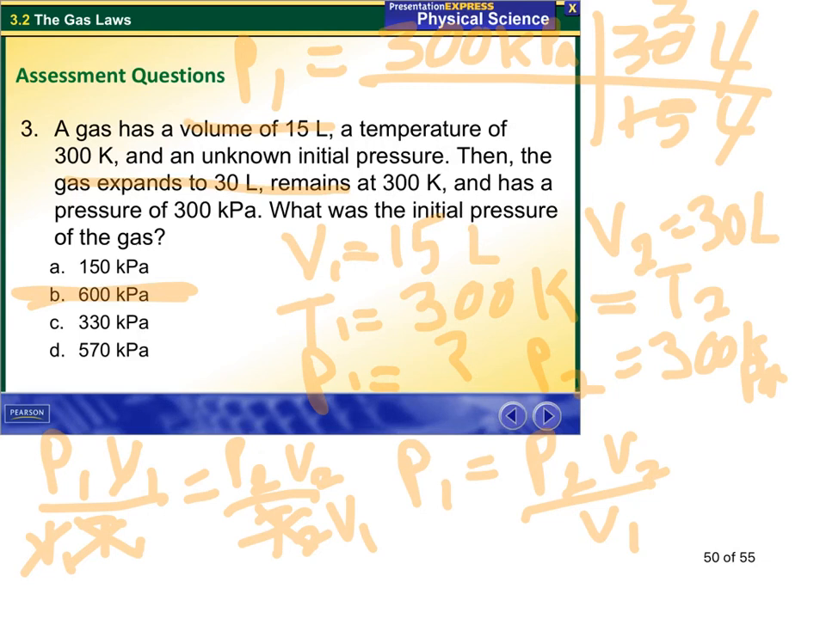If you got that right, that's excellent. If you didn't, we should have more practice.